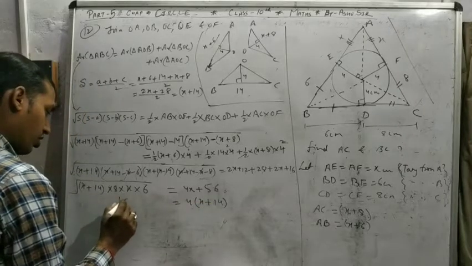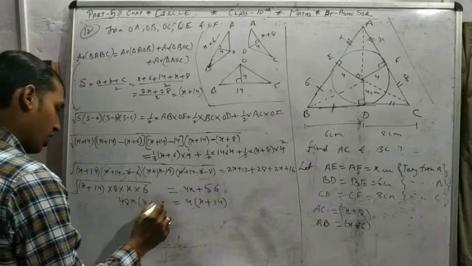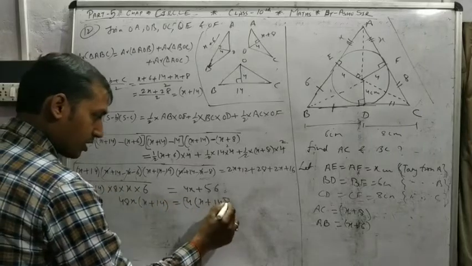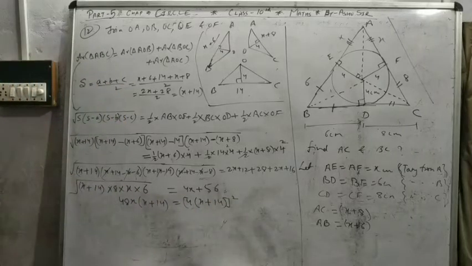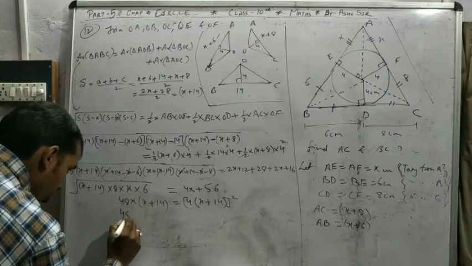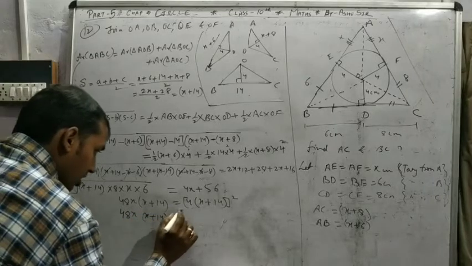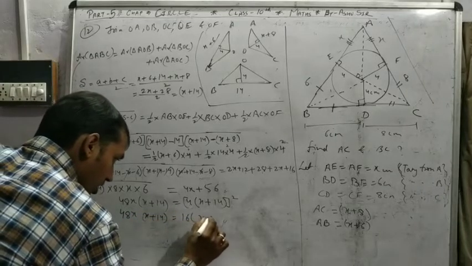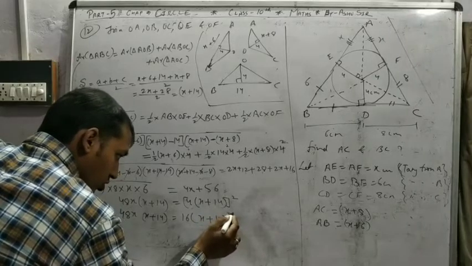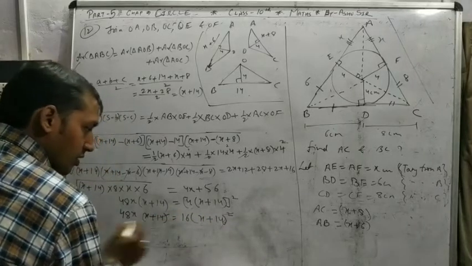Here 48x, x plus 14. Roots sent to opposite side, make the square. In cool, very cool mind, you see the solution. Then 48x x plus 14 same as this is 16 and this is x plus 14 square. So x plus 14 cancel.